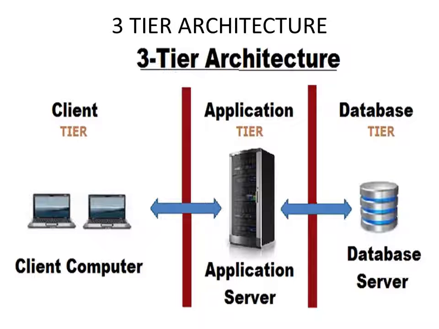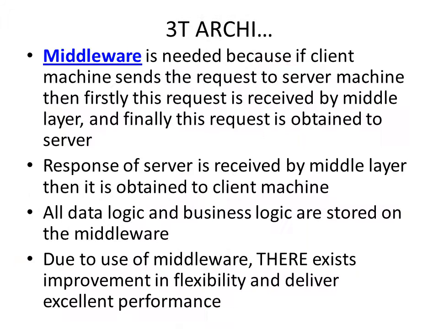So this is the diagram for three-tier architecture. There are three tiers: client tier, application tier, and database tier. The client tier handles the communications of the client side. The application tier handles the application layer. The database tier handles the database server. Here the middleware is required.